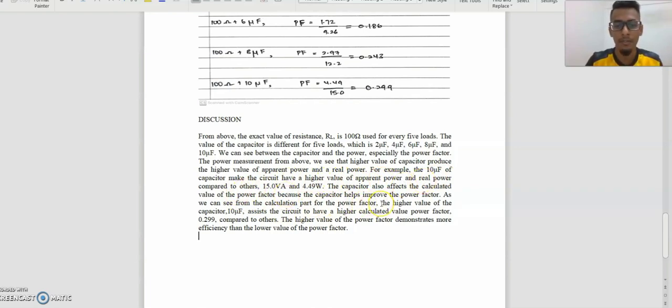So the capacitor also affects the calculated value of the power factor because the capacitor helps improve the power factor. So we can conclude that the higher value of the power factor demonstrates more efficiency than the lower value of the power factor.